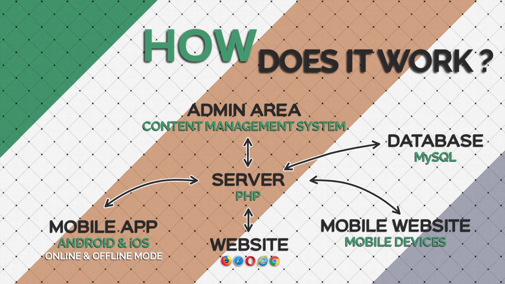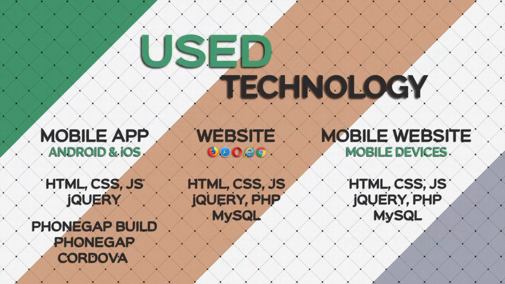Keep in mind that the mobile application may also work offline. The mobile application for Android and iOS platforms was built using HTML, CSS, JavaScript, jQuery in combination with the native functionality of the Adobe PhoneGap Build and Cordova platform. The website for desktops and mobile devices uses PHP and the MySQL database in combination with HTML, CSS, JavaScript and jQuery.